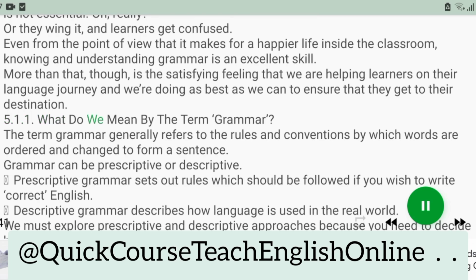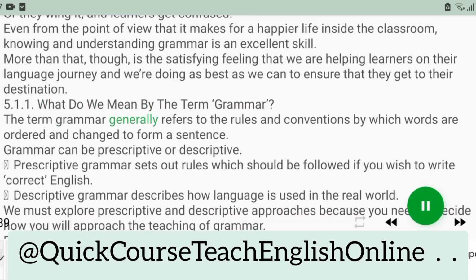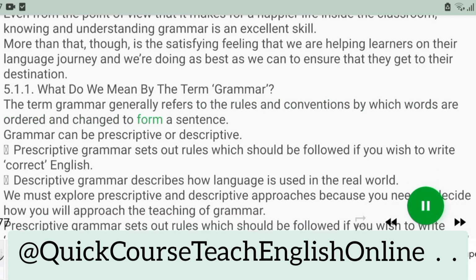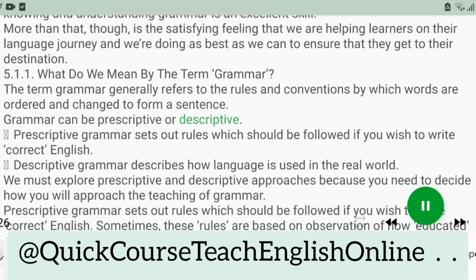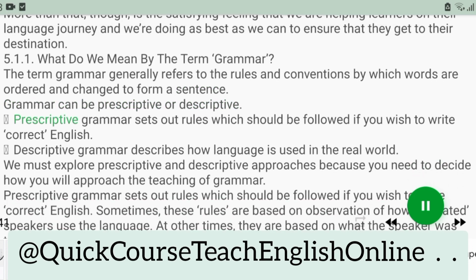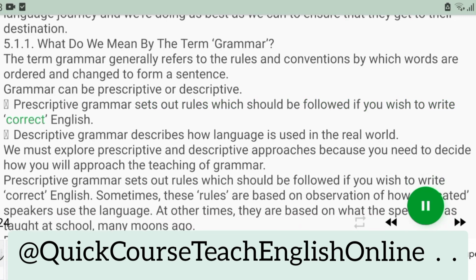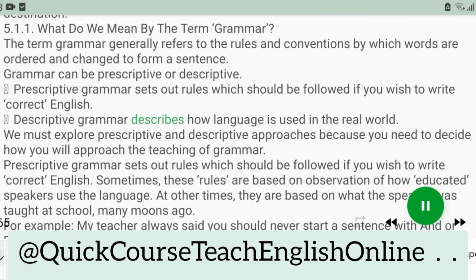5.1.1. What do we mean by the term grammar? The term grammar generally refers to the rules and conventions by which words are ordered and changed to form a sentence. Grammar can be prescriptive or descriptive. Prescriptive grammar sets out rules which should be followed if you wish to write correct English. Descriptive grammar describes how language is used in the real world.